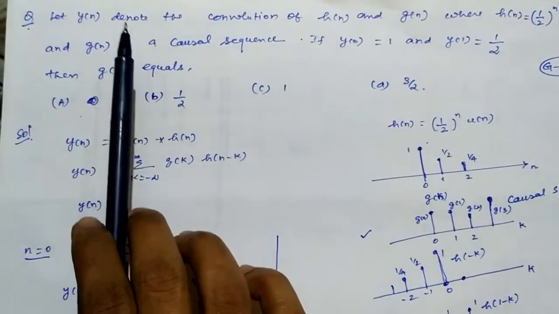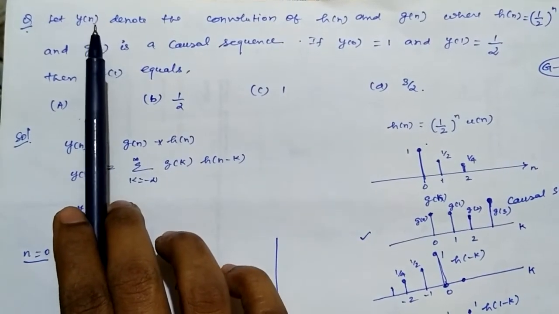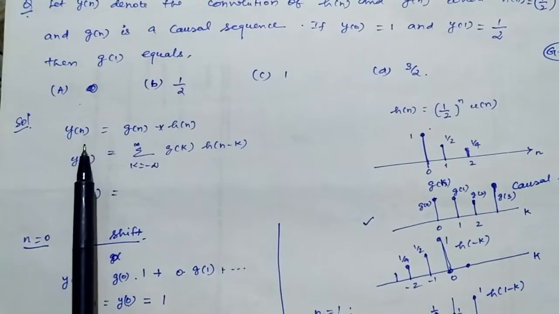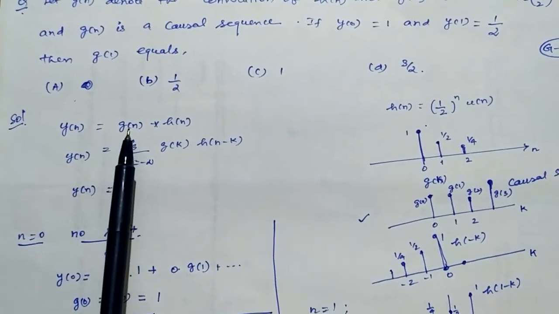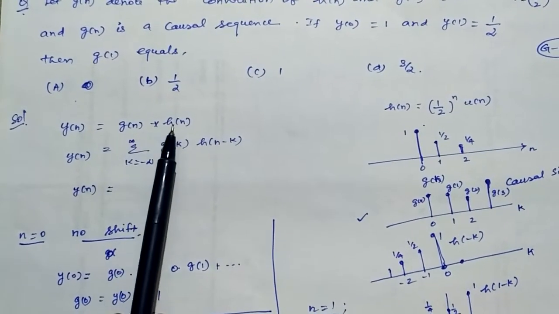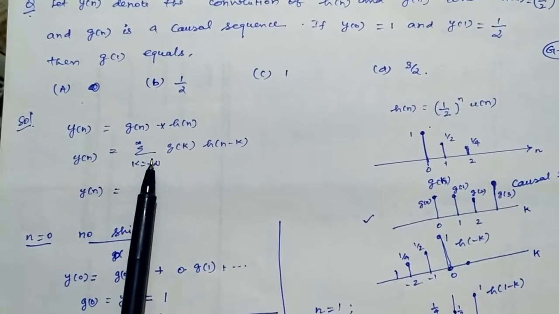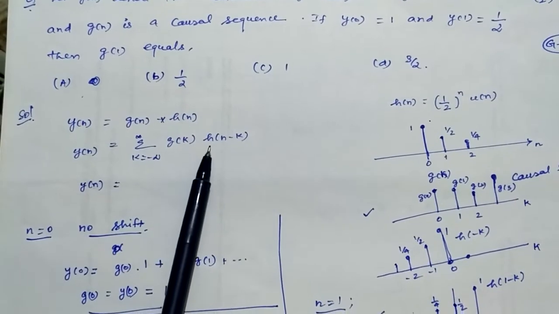Again, back to the given problem. y of n denotes the convolution between h of n and g of n. So y of n is equal to the convolution between g of n and h of n. When we expand this using the convolution formula, we get the formula like this.